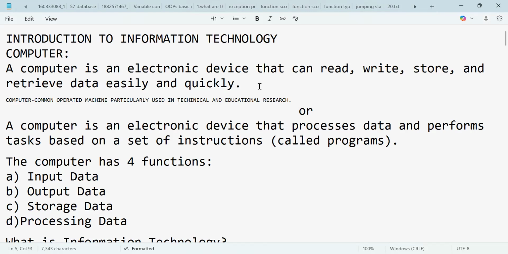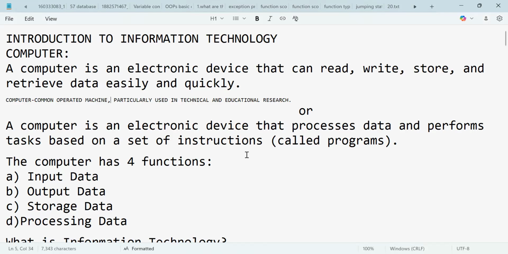Computer is an electronic device, and the full form is Commonly Operated Machine Particularly Used in Technical and Educational Research. In other words, a computer is an electronic device that processes data and performs tasks based on a set of instructions. That set of instructions is called a program.